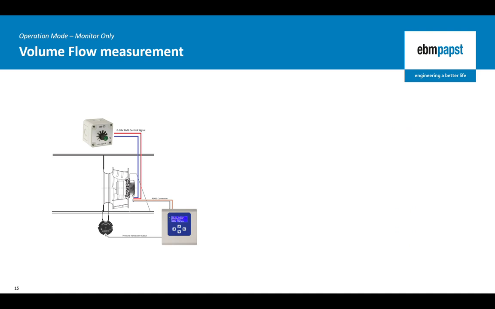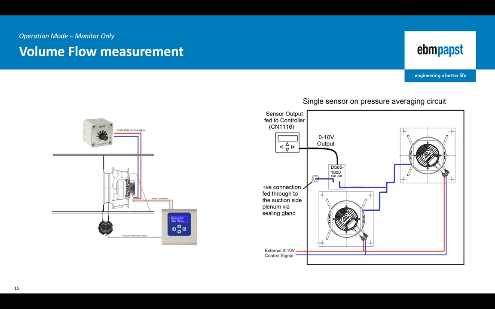To illustrate the capability of measuring the volume flow passing through the fan array in monitor-only mode, we are using a potentiometer to regulate the speed of the fans and a pressure transducer whose output is connected to the MDC controller. In this example, we are using the two-fan demonstration unit that has a circuit joining both inlet ring pressure tappings together to produce an average pressure measurement and a single point measuring the static pressure in the suction side plenum.